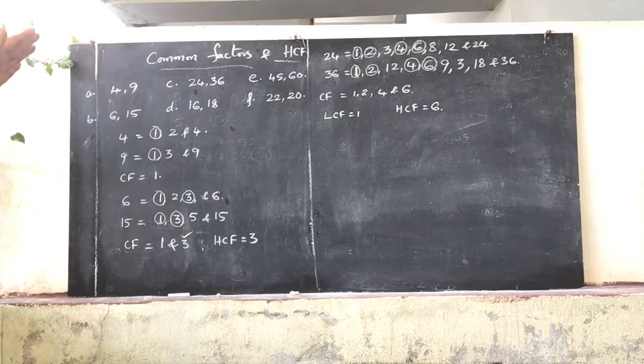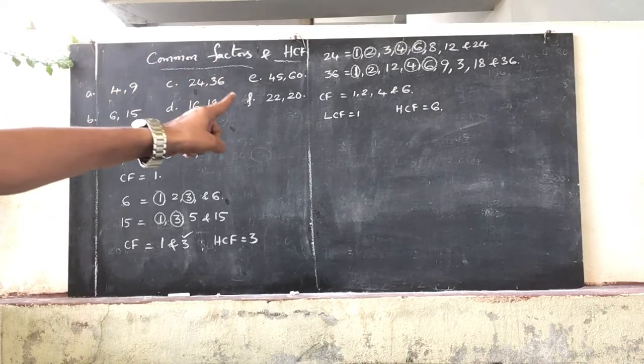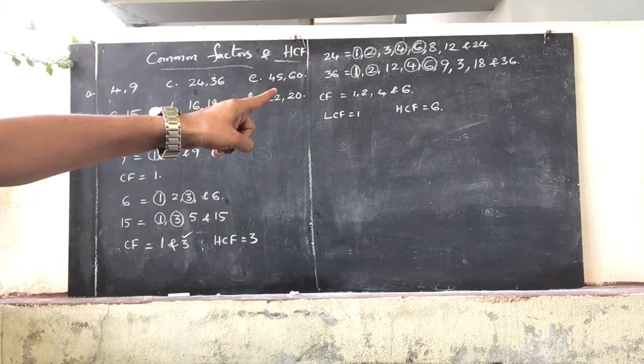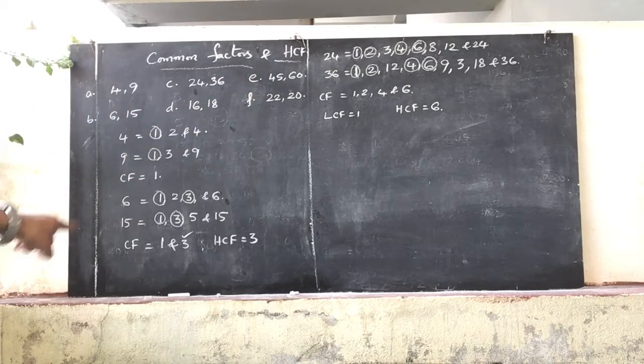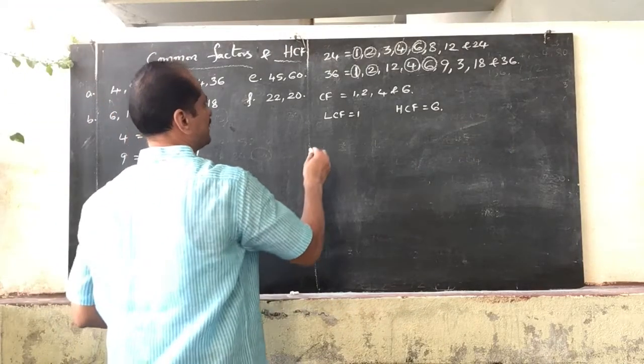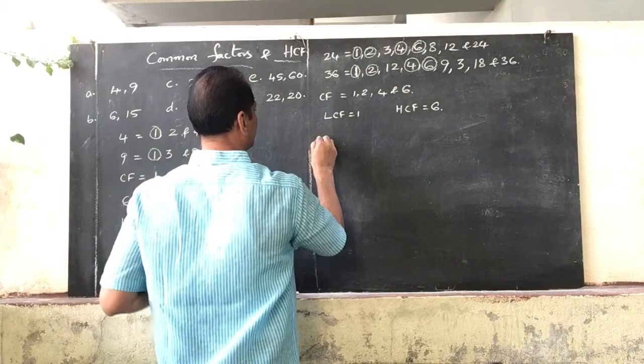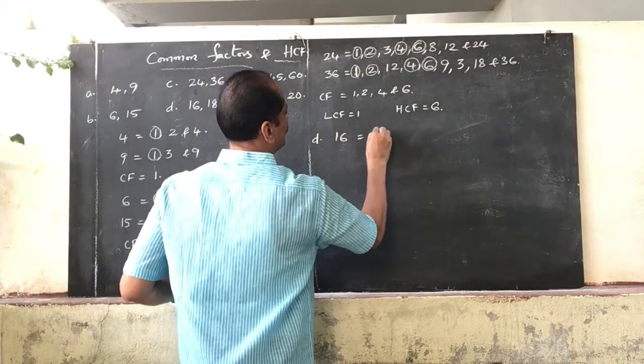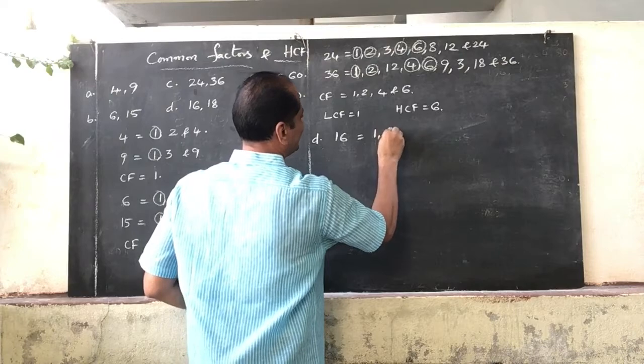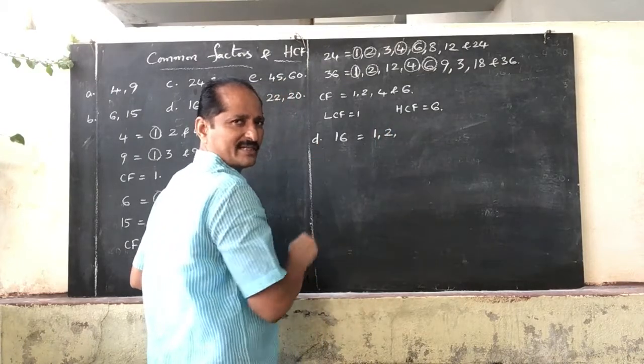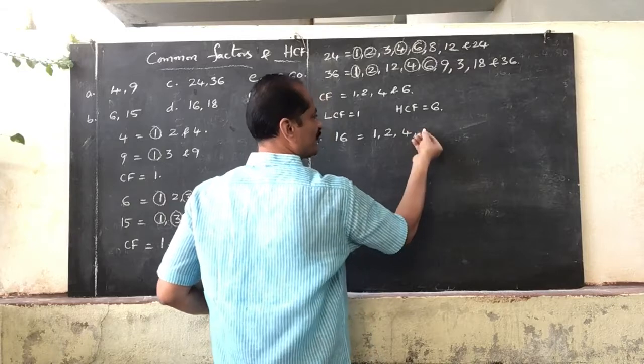So next, find out the common factors of 16 and 18. Find out the factors of 16, then find out the factors of 18, then you will get the common factors. In every case you can observe the least common factor you are getting and what the highest common factor will be. The least common factor of every number is the same, that is 1. And now find out the factors of 16. Factors of 16: 1 16 is 16, 2 8s are 16, it is not divisible by 3, so it is divisible by 4, 4 4s are 16.